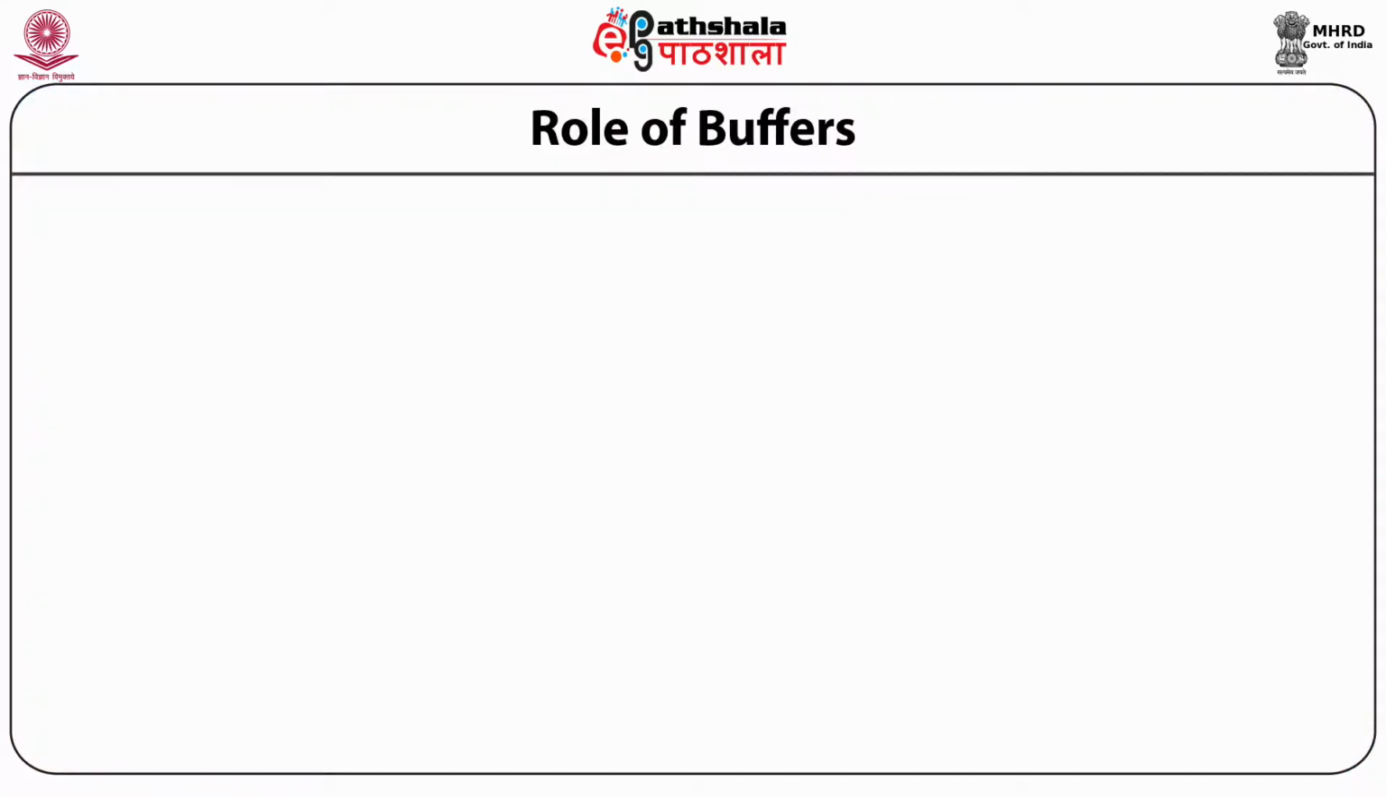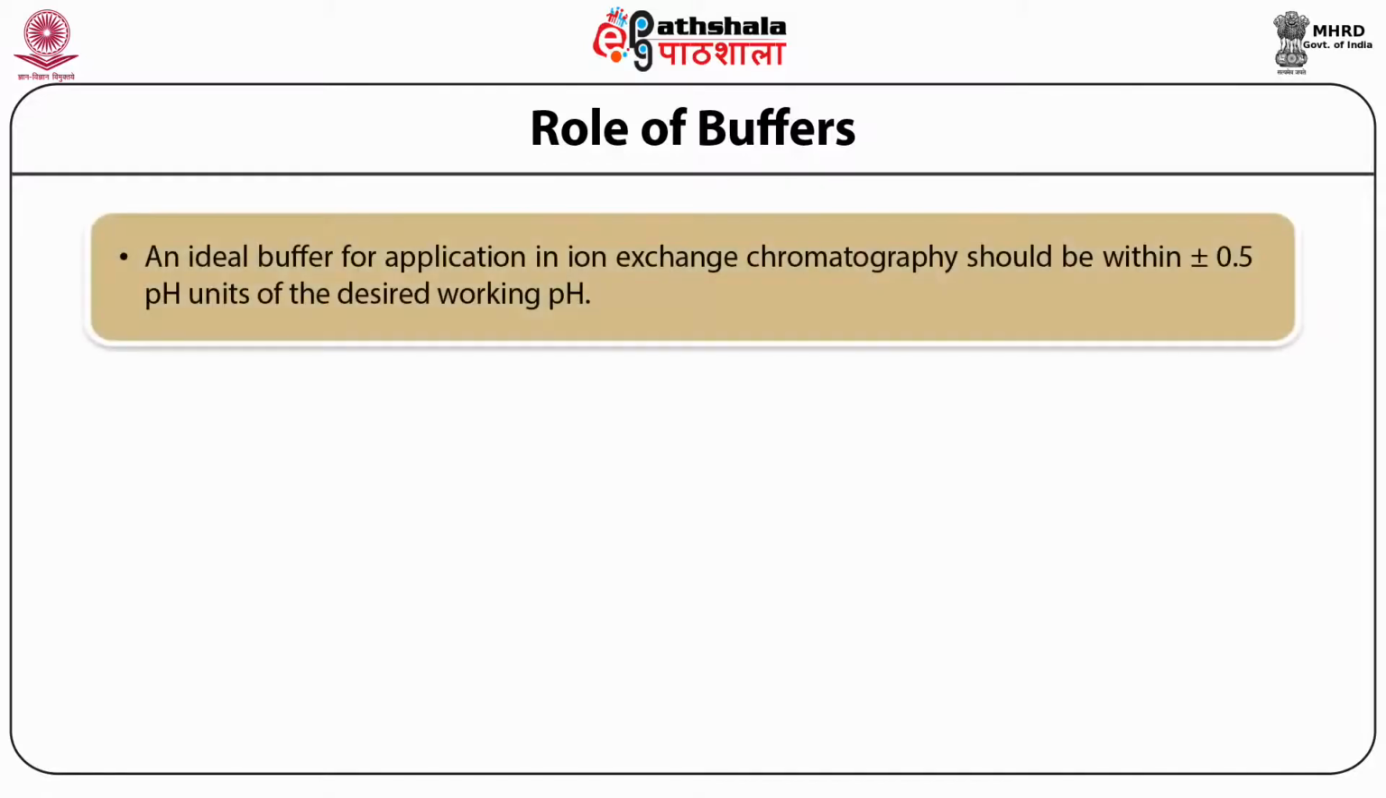In ion exchange chromatography, the role of buffer is very important. Maintenance of pH is a primary concern since ionic interactions vary with pH. The buffer components themselves are ionic and therefore they may take part in the ion exchange process during the procedure of ion exchange chromatography. An ideal buffer, therefore, for application in ion exchange chromatography should be within plus or minus 0.5 pH units of the desired working range of pH.